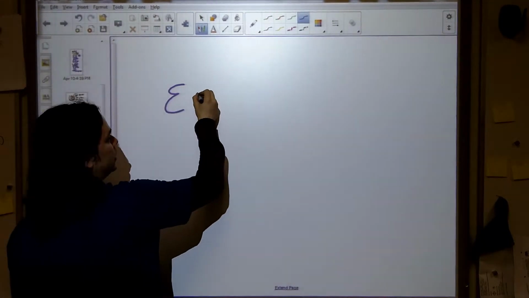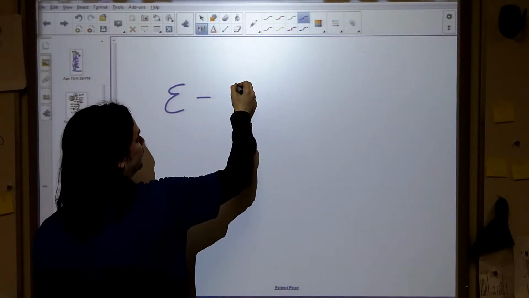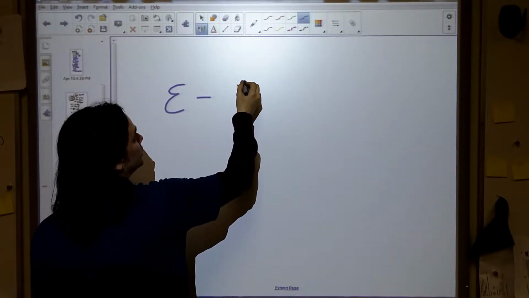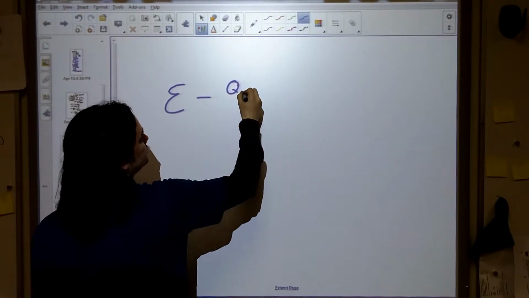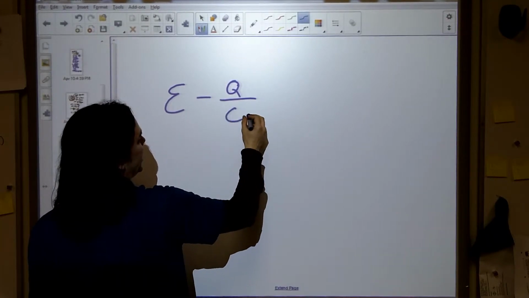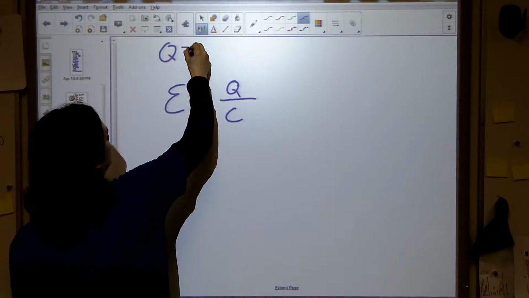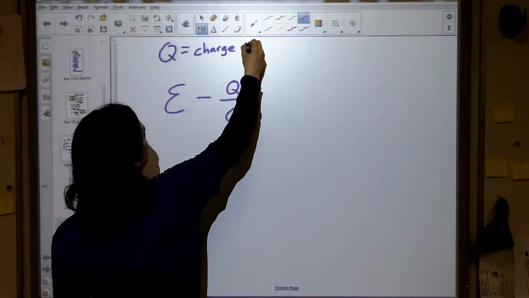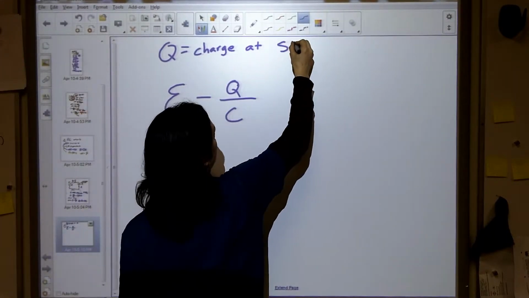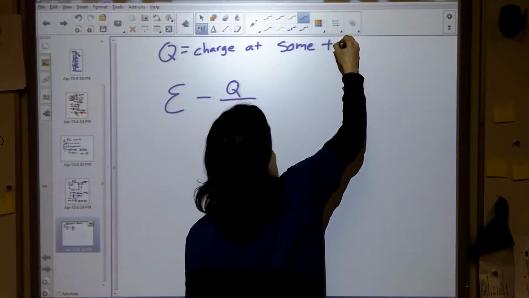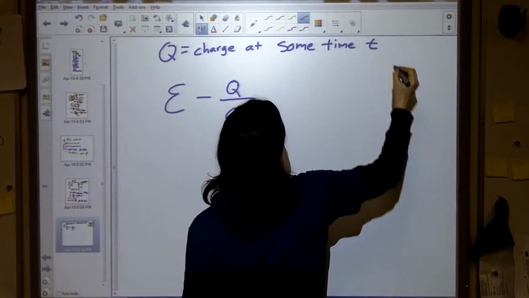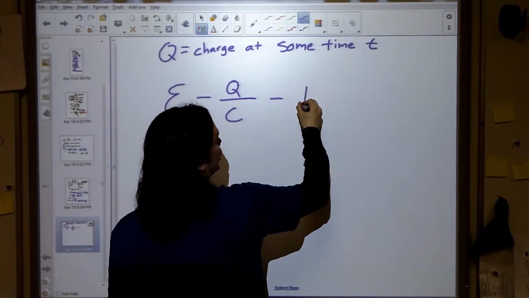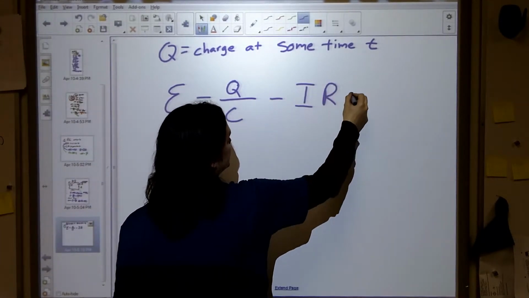So I gain squiggly E minus the potential difference across the capacitor. I'm going to call that Q divided by the capacitance, where Q is equal to the charge at some time t, minus the current times the resistance.